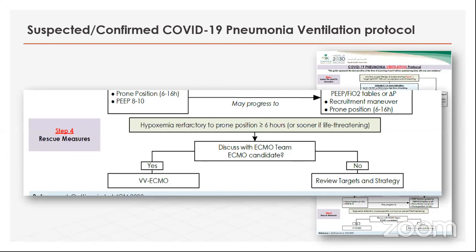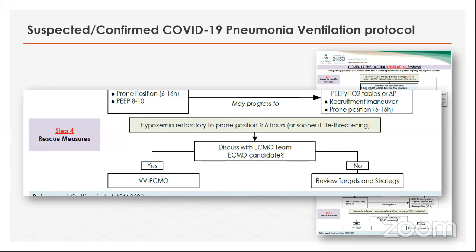Sure, almost done. Then stage 4, or step 4 here, is the rescue maneuvers, rescue measures. After the previous measures, ending with prone position on both sides, if there is no response, all these measures, including the prone position, already have mortality benefits. So we can use it as it is not a rescue measure.